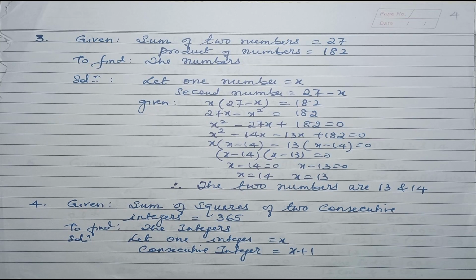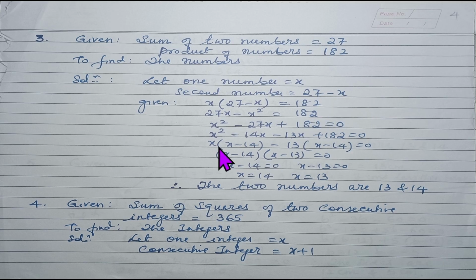Now coming to the next example, we are given the sum of two numbers as 27 and the product of the two numbers as 182. We have to find the numbers. Let us assume one number is x, then the second number will be 27 minus x, because the sum of them is 27. We have also been given that the product of these two numbers is 182, therefore x into 27 minus x is equal to 182.